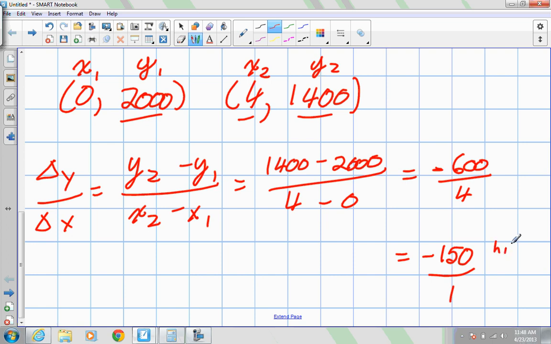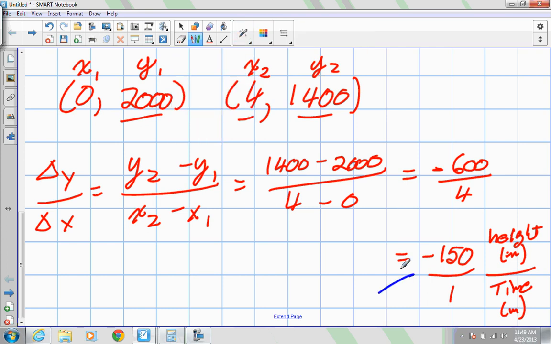Oh, let's spell that right. We'll say meters again. So let's say height in meters over time in minutes. Okay, so time in minutes. So how we would interpret this would be we're going down 150 meters for every 1 minute. That's the average rate of change of this plane.